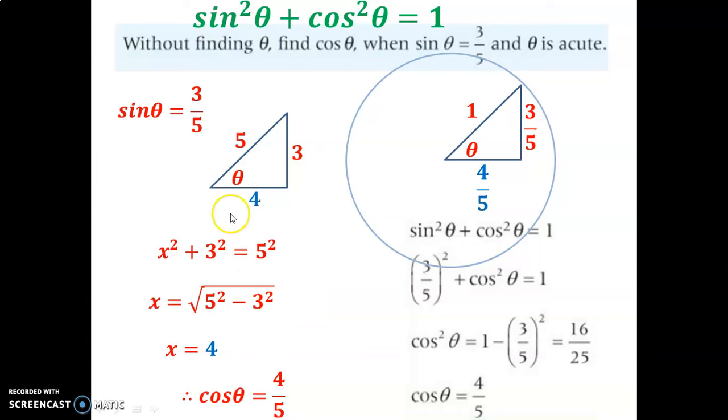So the ratio of cosine doesn't depend on the size of the triangle. We talked about that when we did basic trigonometry. The cosine of this angle here, 4/5, is the same as the cosine of this angle here, 4/5 over 1. The triangles are similar, therefore the cosine will be the same.